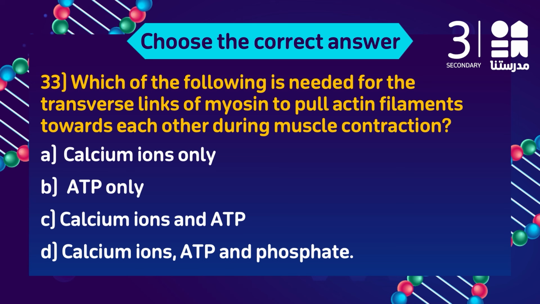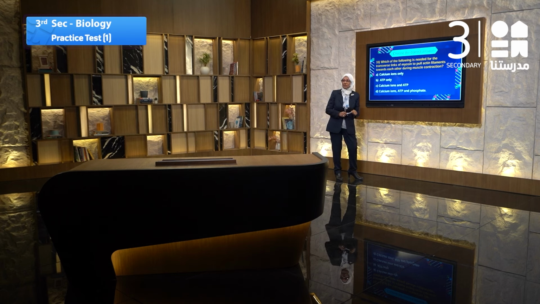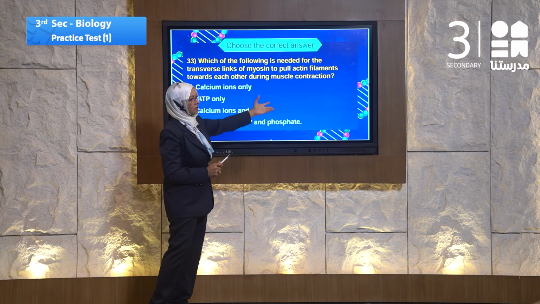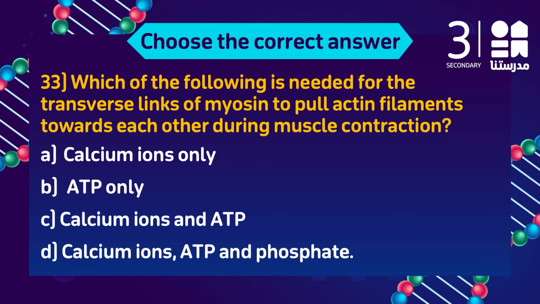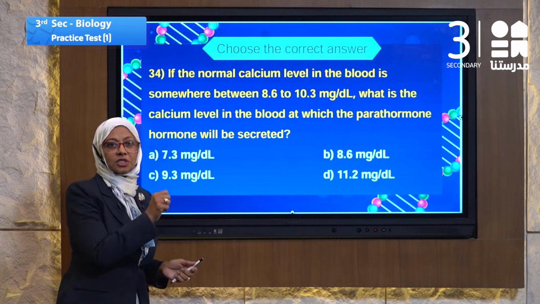Which of the following is needed for the sliding of myosin and actin filaments toward each other during muscle contraction? Muscle contraction must be done by energy to make the pulling of the hooks and contract the muscles. So the answer must be B. ATP makes the energy. Let's go to 34. That's a question with 2 marks.